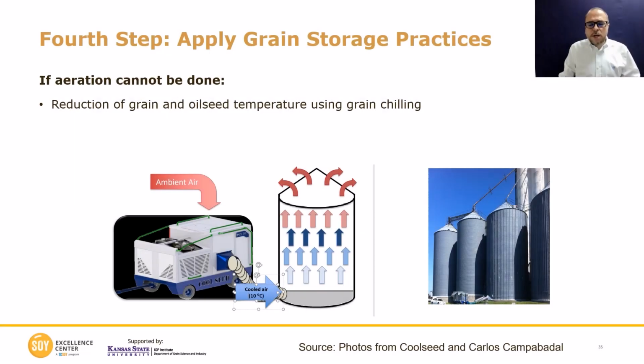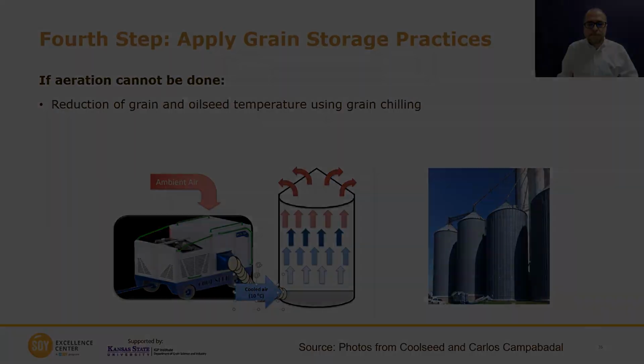When aeration cannot be done due to the weather conditions in your location, like tropical, then you can also do what is called grain chilling. It is pretty much the same concept as aeration, but instead of putting ambient air through the grain bin, you hook it up to a machine called a grain chiller that pushes air-conditioning-type air to cool down the grain to even cooler temperatures, so it can be maintained for a longer time.